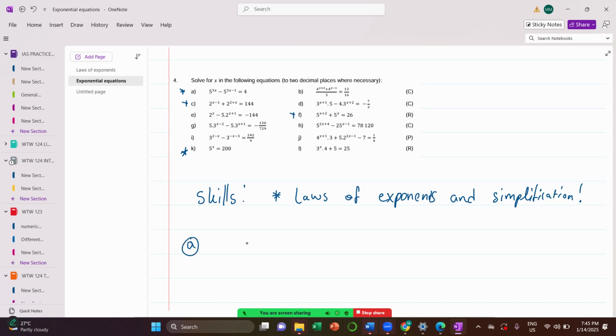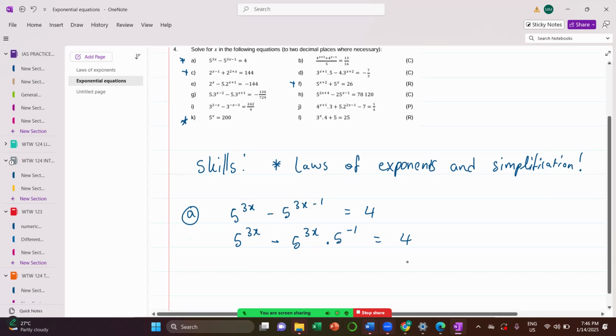So I have letter A: 5 to the exponent of 3x minus 5 to the exponent of 3x minus 1, all equal to 4, right? So I'm going to deal with what is on the left-hand side. What is on the left-hand side is just 5 to the exponent of 3x, and here I have minus, so I'm allowed to separate this. So I'm going to have 5 to the exponent of 3x times 5 to the exponent of negative 1, all equal to 4. Are you guys okay?